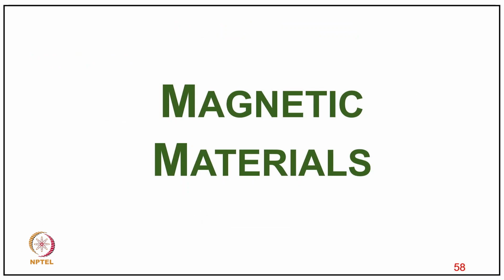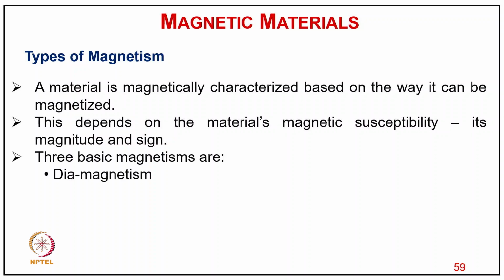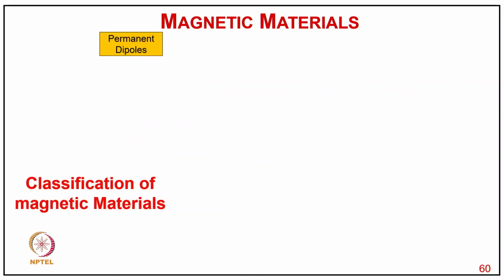Now coming to the materials, first we would like to talk about magnetic materials. On types of magnetism, a material is magnetically characterized based on the way it can be magnetized, and this depends on the material's magnetic susceptibility, its magnitude and sign. There are three basic types of magnetism: diamagnetism, paramagnetism, and ferromagnetism. And within ferromagnetism there is also anti-ferromagnetism and ferrimagnetism.